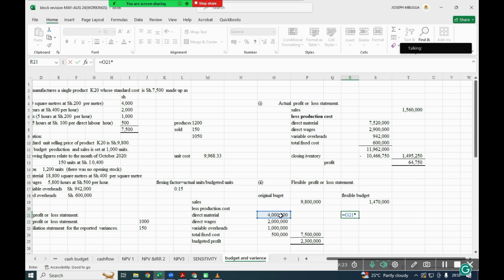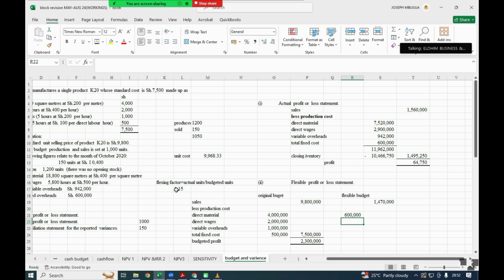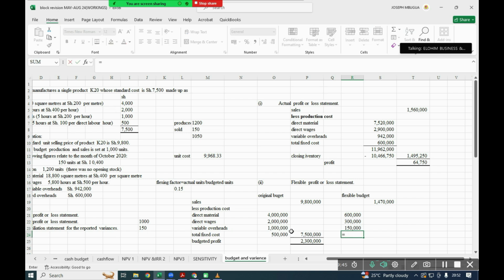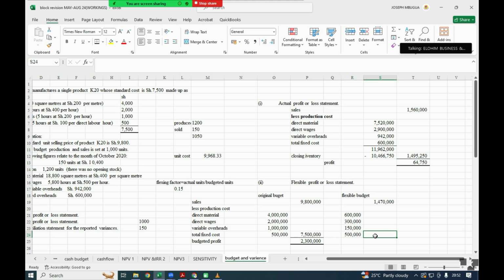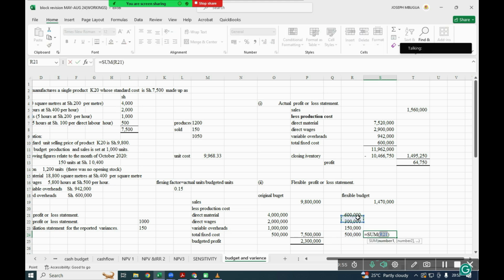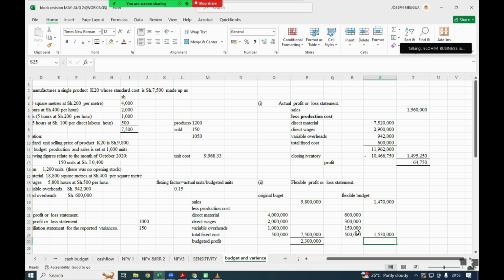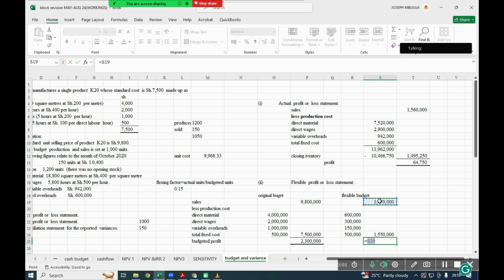Multiply by this, and I will lock the flexing because it will affect the first three. It will affect the labor, material, and variable overhead. The three of them will be affected by our flexing factor. But you'll find that the total fixed overhead does not change. The fixed will remain fixed. It will not be flexed. And you get the total for that, and you get your profit. That way.